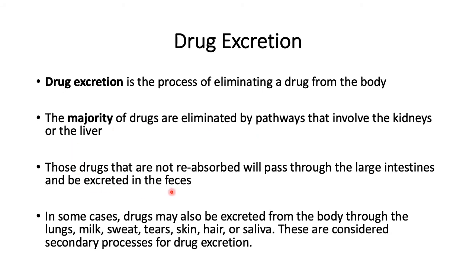And of course, another mechanism happens to be in the digestive system. If the drugs are not absorbed and delivered to the cells, then they will pass through the large intestines and be excreted as feces. So the three types of drug excretion pathways that I talked about are the kidneys, first broken down by the liver and then delivered to the kidneys to be excreted by urine, through the large intestines and excreted as feces, or secondary actions such as sweat, tears, skin, hair, and saliva.